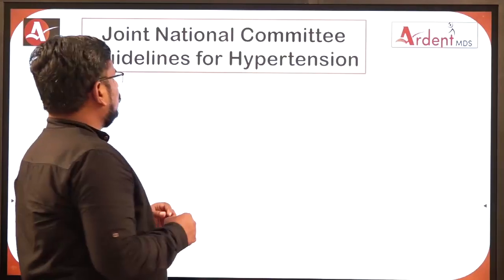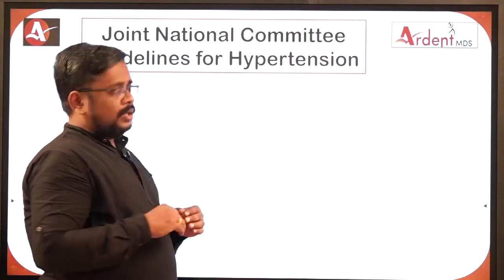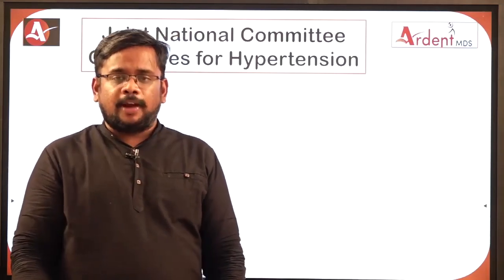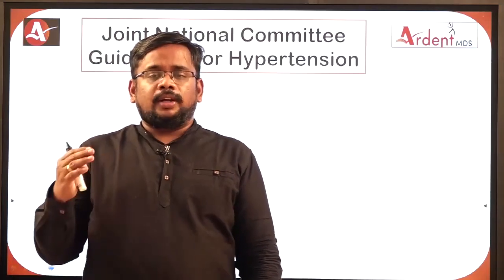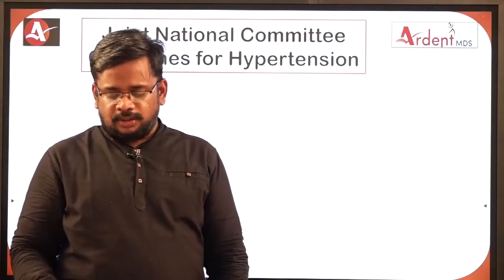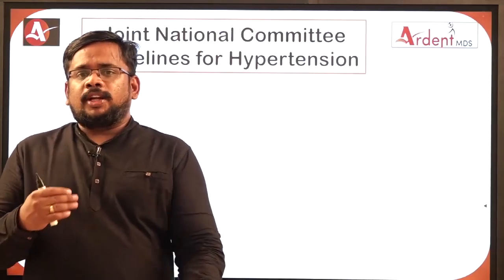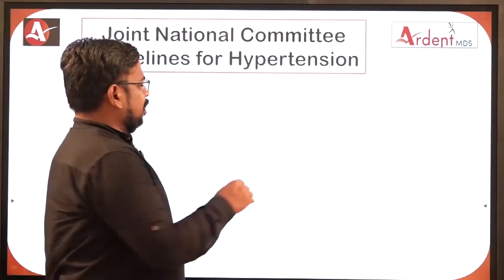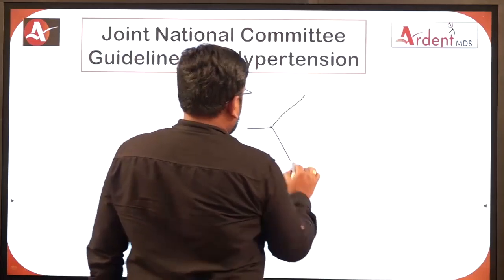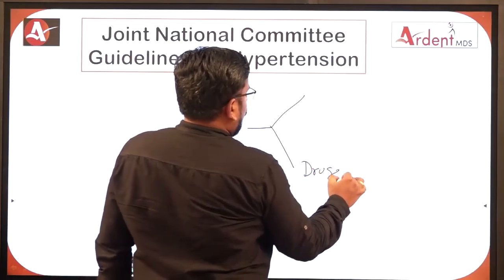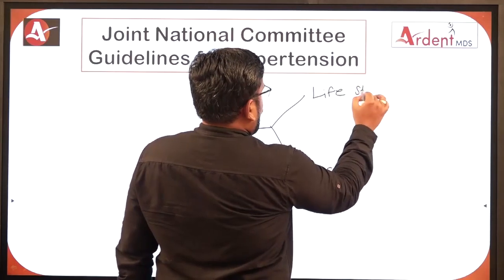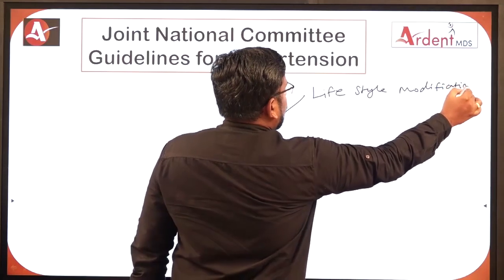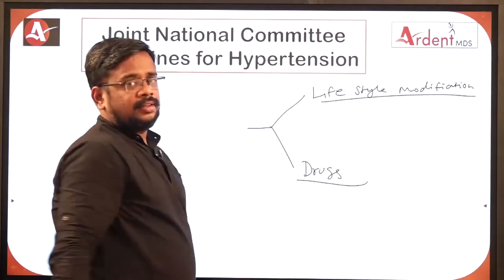Coming to the Joint National Committee 8 guidelines for hypertension, which we discussed in the earlier part of the discussion, 140/90 is the cutoff value for hypertension, right? Basically they give you two types of treatment. One is drugs, the other one is lifestyle modification. The lifestyle modification is nothing but diet and exercise. Which type of diet? Sodium restricted diet, and exercise.